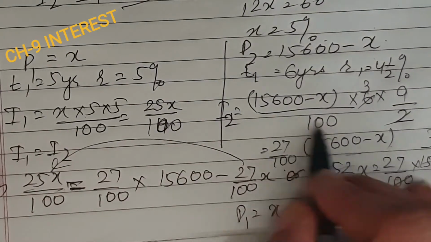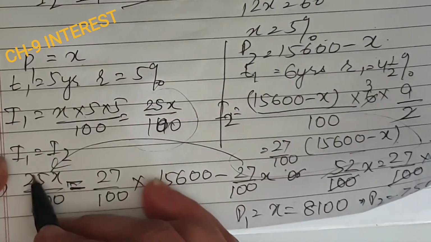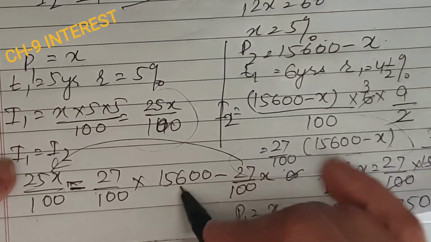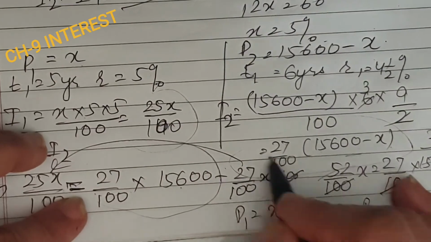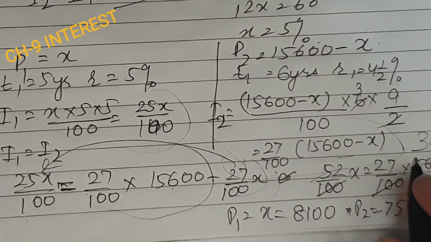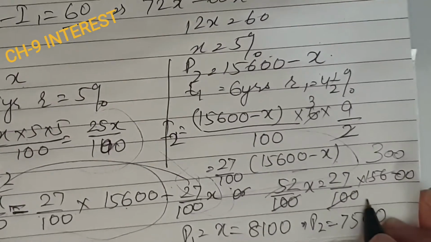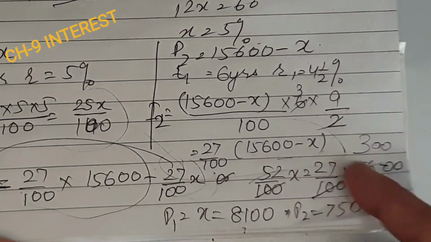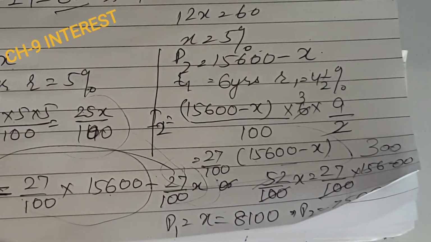Now these two interests are equal. I1 is equal to I2. We have equated it. I1 is 25 by 100x and I2 is 27 by 100 into, that I have opened the bracket, into this minus x. Taking this term to this side, it will make it 25 by 100x plus 27 by 100x. That makes it 52 by 100x is equal to 27 by 100 into 15,600. Simplifying, you will get P1 to be 8100 and P2 to be 7500. So work on both these exercises today itself.